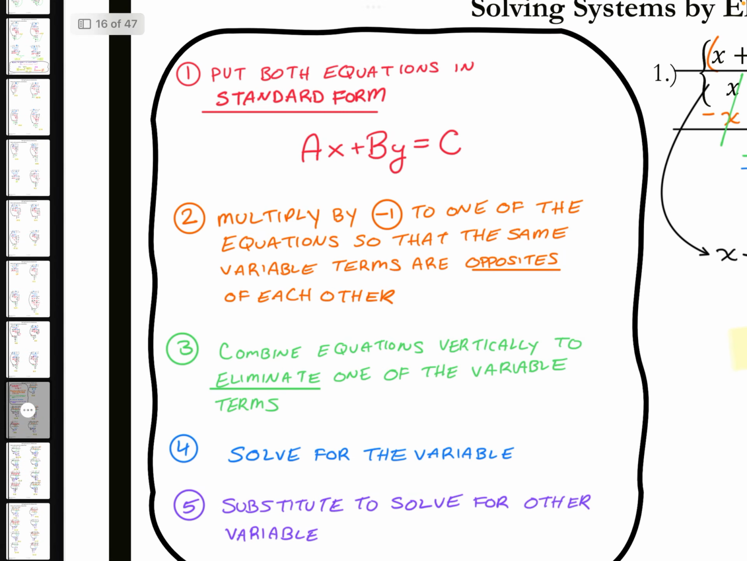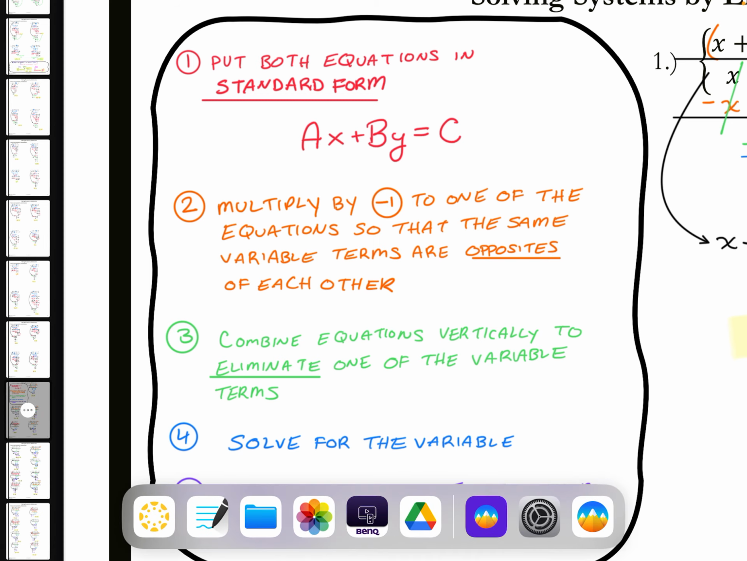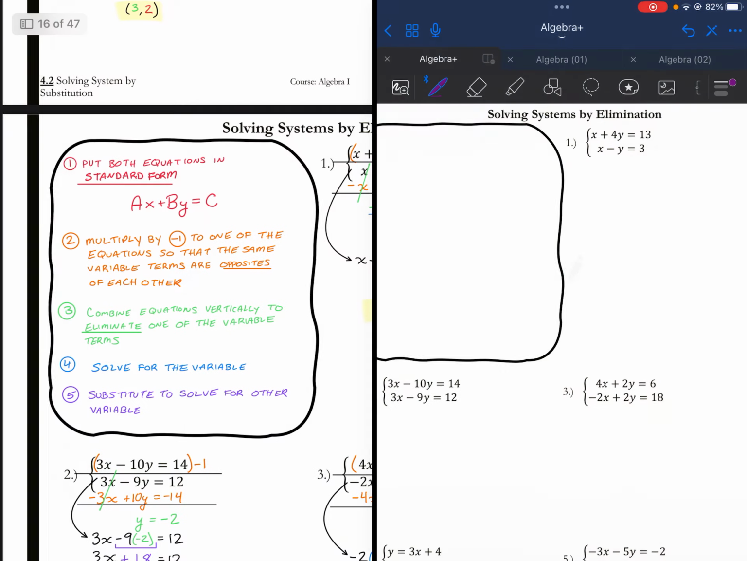We're going to start our solving systems by elimination, which is lesson 3.3. This is page 16, so go ahead and pause the video and copy down these notes. Now that you have the notes, some of it might not make sense just yet, but we're going to use these notes to be able to help us solve these problems.